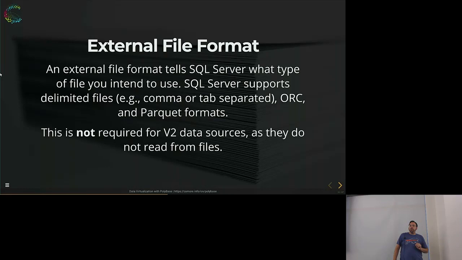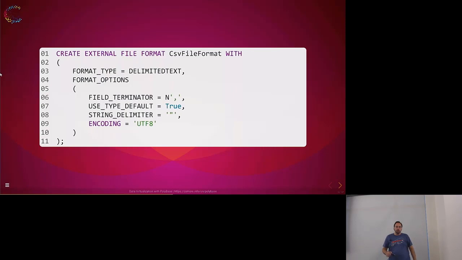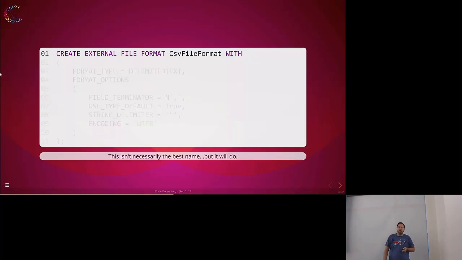None of the V2 sources need this. This is only for Hadoop and Azure Blob storage. All the ODBC stuff has structured data. We have a structure of the data already. We're already dealing with tables, whether that's a SQL Server table, an Oracle table, or a Spark data frame. Still, if I'm dealing with blob storage, I probably want to create an external file format, like a CSV file format, which is delimited. So I have delimited text.